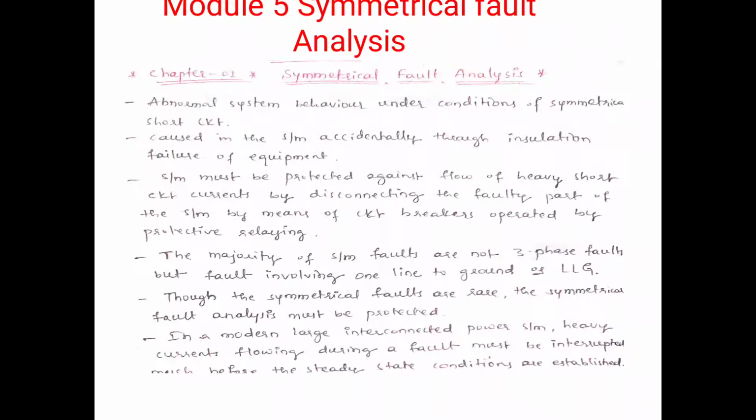In the modern large interconnected power system, heavy currents flowing during the fault must be interrupted before the steady state conditions are established. Why interrupted? It means heavy fault current is moving in the circuit.